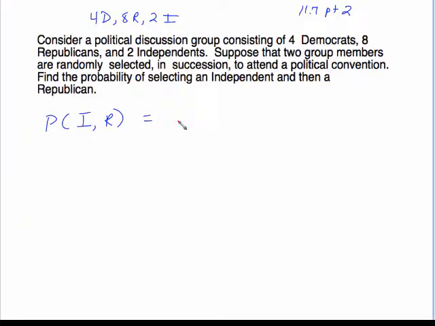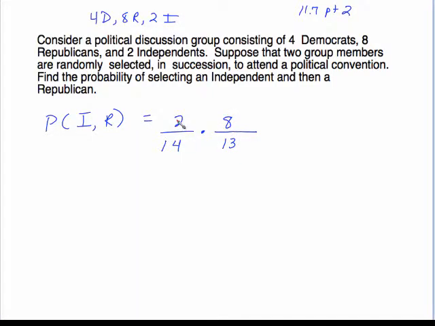All right, the probability of getting that first independent: there are 2 independents out of a total of 14 people. Now, what's going to happen here? Once you have selected that independent, you no longer have 14 people to choose from. You only have 13. But how many Republicans are there?